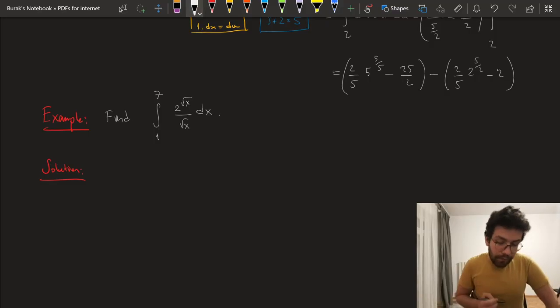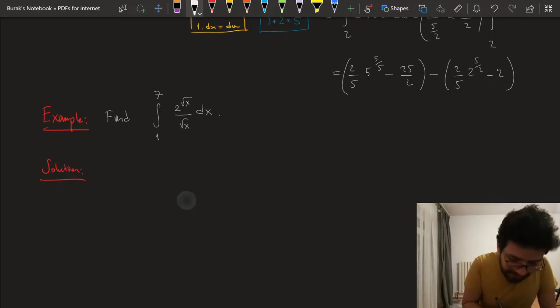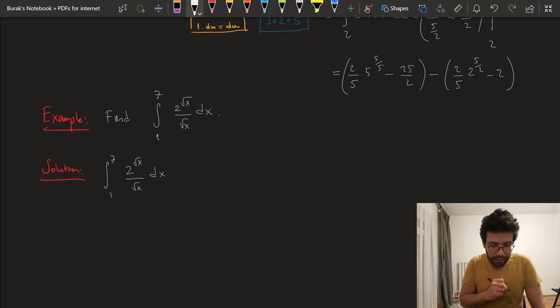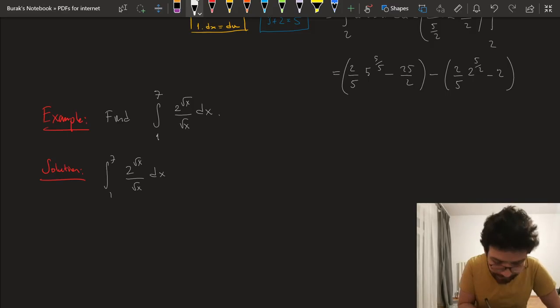Now, I'm going to apply the substitution method again to get this definite integral, the integral of 2 to the power root x divided by root x. And then, good, I'll have this.